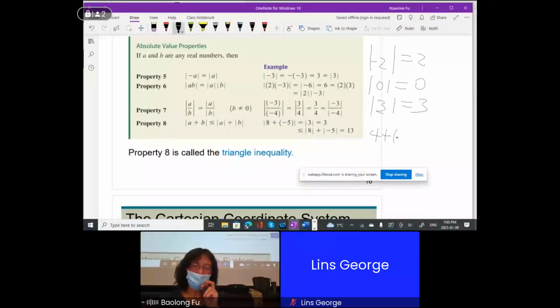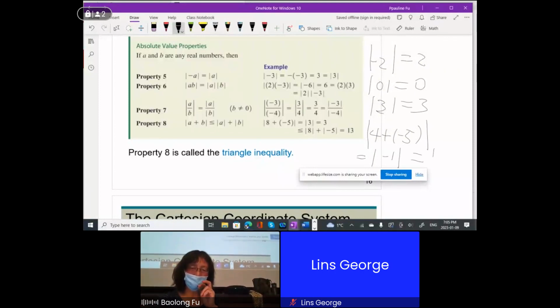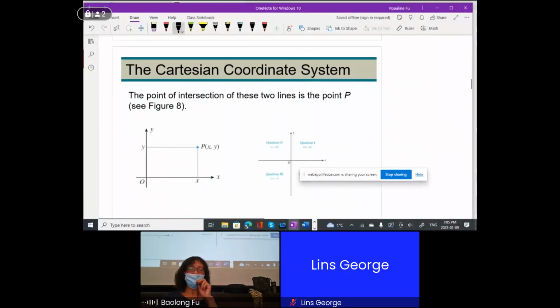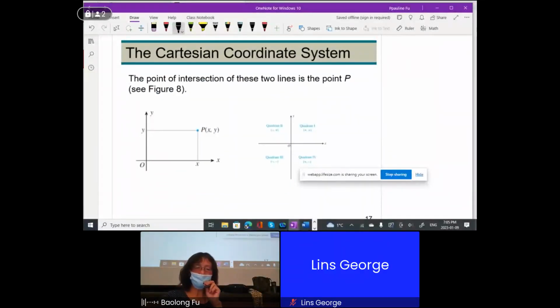4 plus -5, absolute value, equals the absolute value of -1, which equals 1. Any questions? Okay, Cartesian coordinate system.